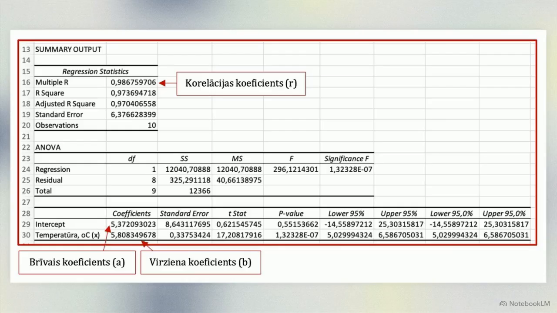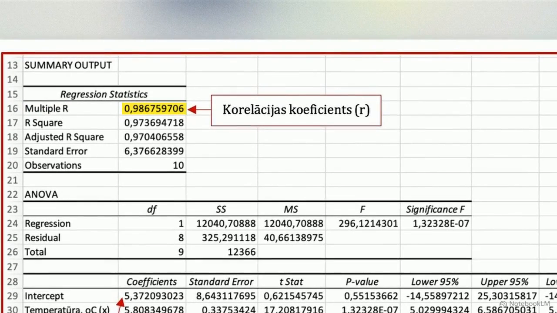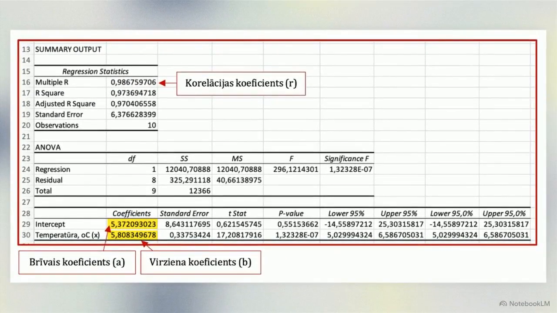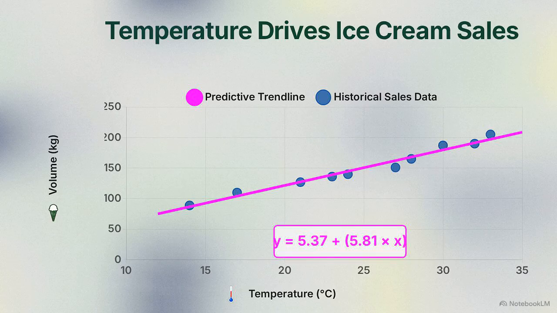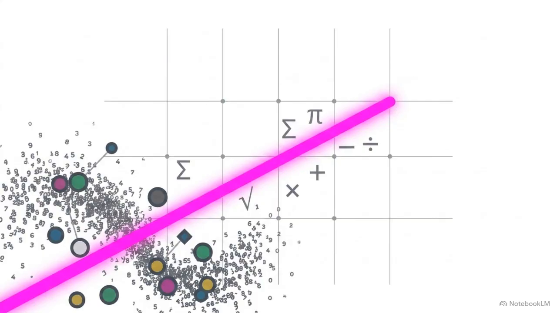This regression output appears as a dense wall of information. First, we focus on the multiple R correlation coefficient. 0.98 indicates a near-perfect link between heat and sales. Below, the intercept and temperature coefficients provide coordinates for our predictive model. These coefficients translate into a scatter plot where a neon trend line draws itself through the data points. This line represents the mathematical consensus of the entire dataset, providing the projection we need.